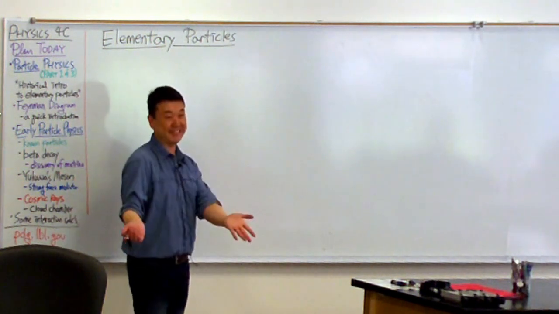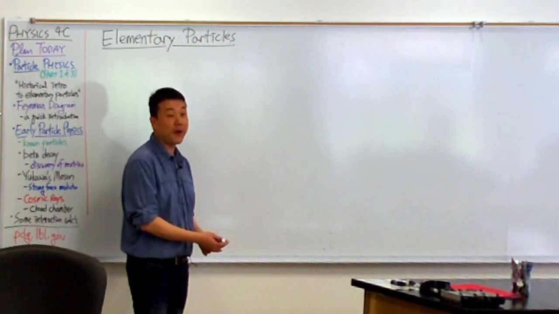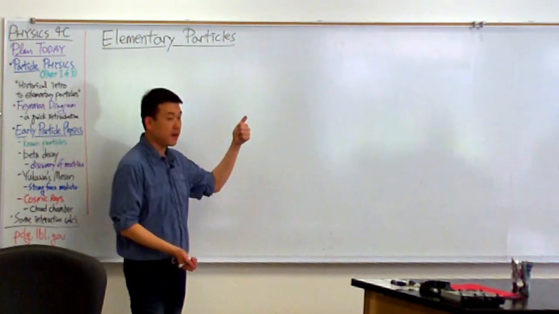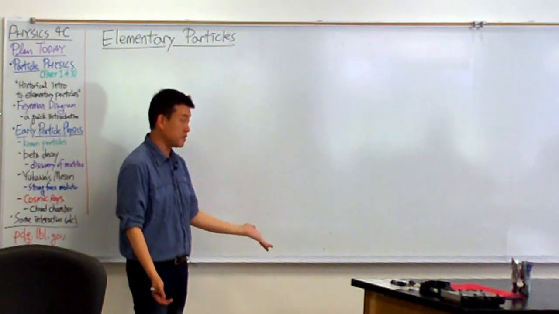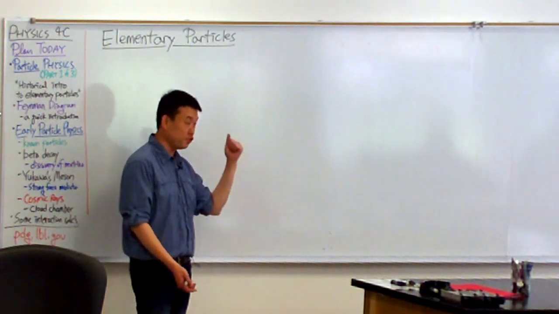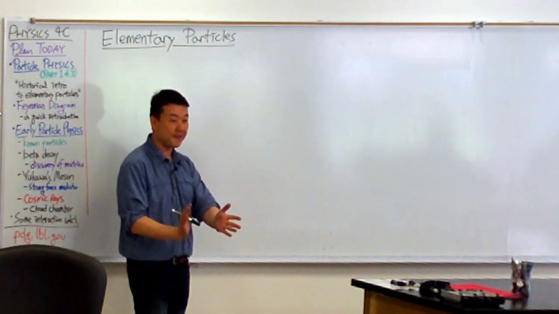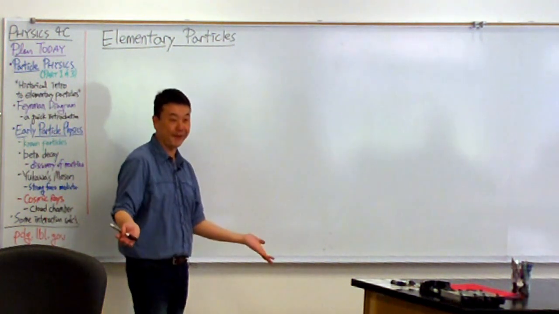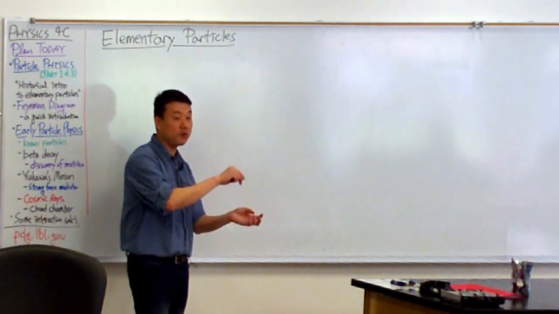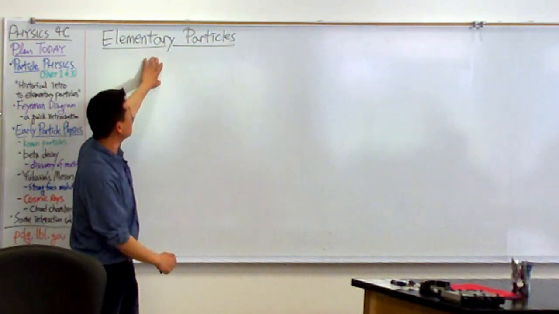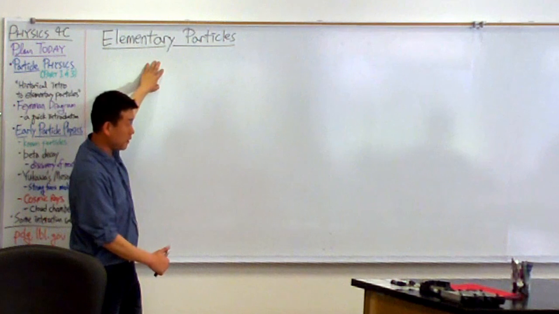For example, elements are not elementary enough for particle physicists. As in atoms, they are not elementary enough for particle physicists because atoms are made up of a nucleus and electrons. The moment you can say that it's made up of something, that's saying, oh, that's not elementary. It's made up of some smaller things. So really, these elementary particles will be subatomic particles.